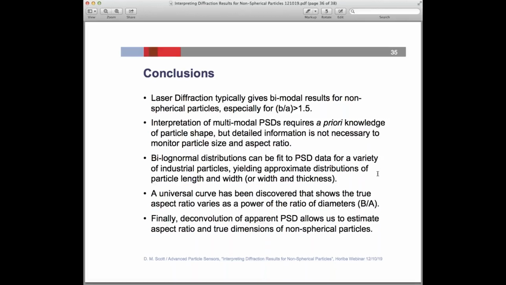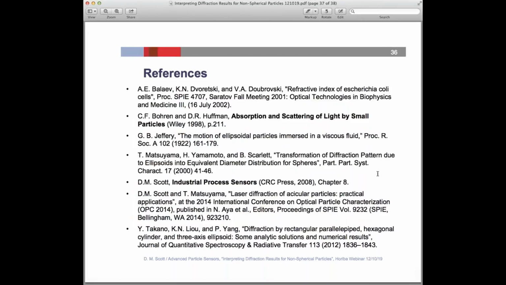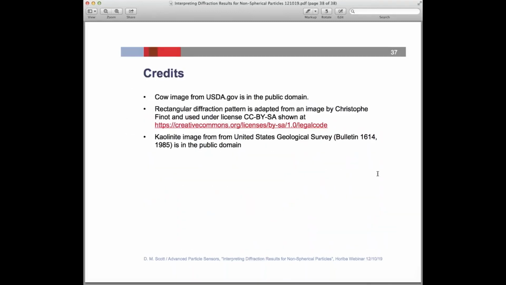We saw that there was a universal curve that I've discovered that shows that the true aspect ratio varies as a power of the ratio of the diameters. When I talk about the ratio of diameters here, I mean the two spheres I've used to fit to the apparent PSD. And finally, deconvolution of apparent PSD allows us to estimate aspect ratio and the true dimensions of the non-spherical particles. So here are some references that I alluded to. There are credits at the end for a couple of the images, and with that, I will take questions.